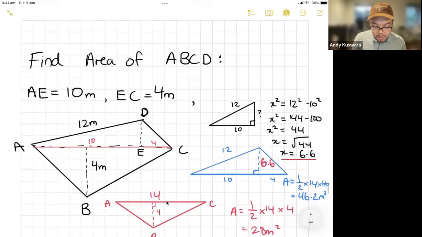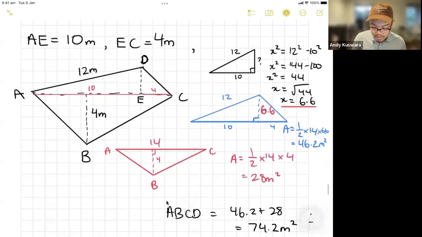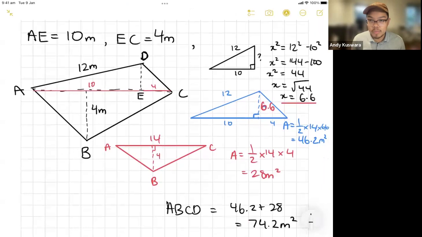Just don't forget Pythagoras theorem is a little bit of work from year 8, 9, 10. So hopefully that's a bit of a refresher for you.